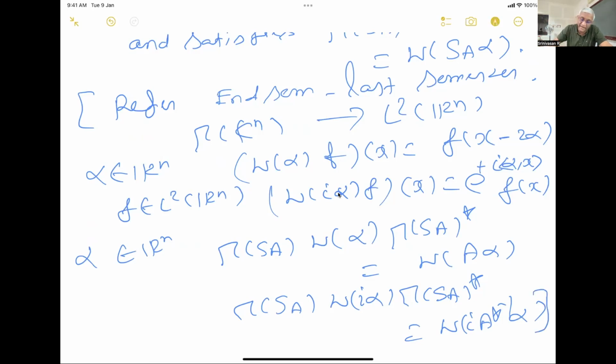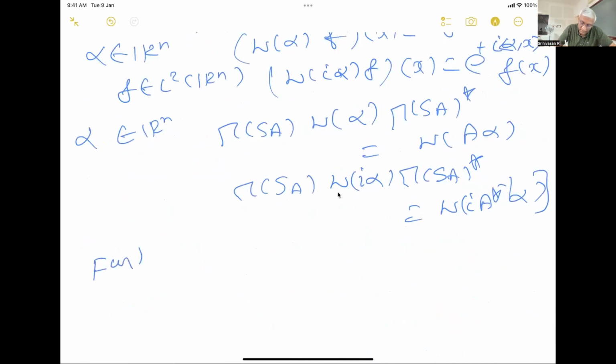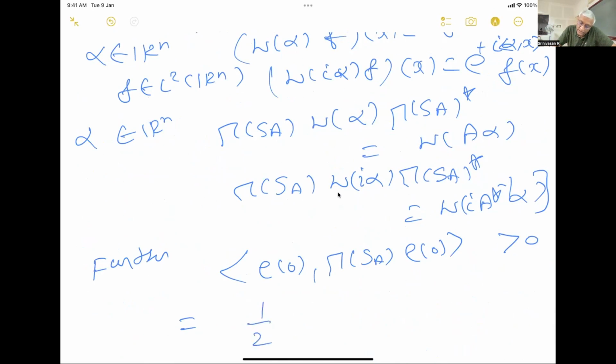And the assignment is not finished yet. I want to tell you something more. And further, E of 0, gamma of SA of E of 0 equals, I only want you to verify that it's greater than 0, but I think it will be equal to half into determinant of A plus determinant of A inverse, power minus half. This you have to compute.